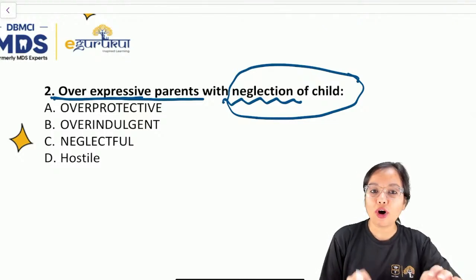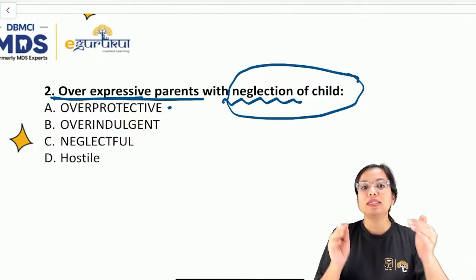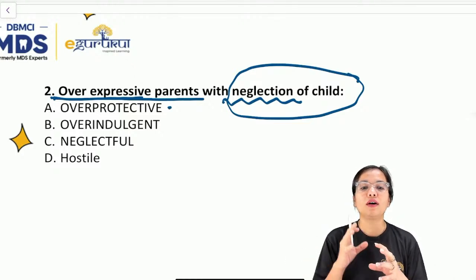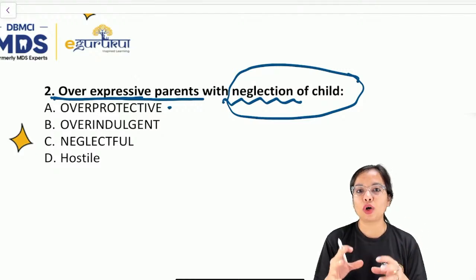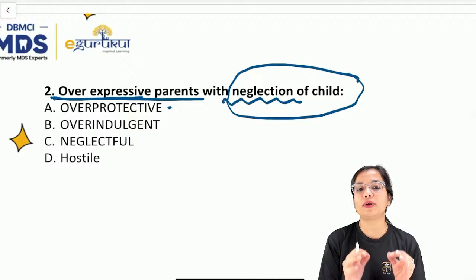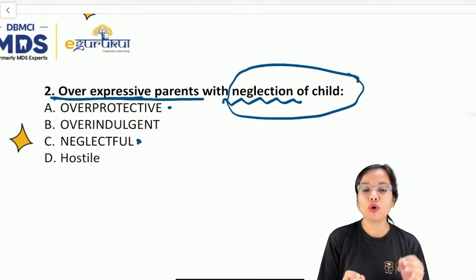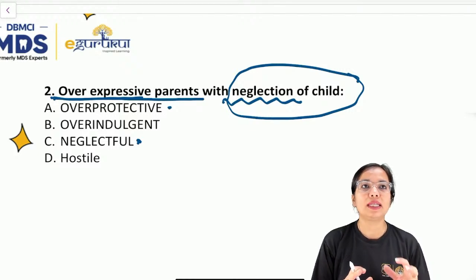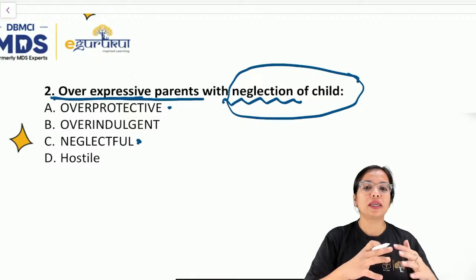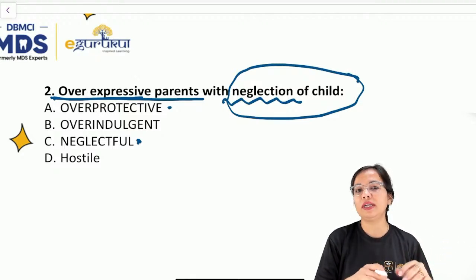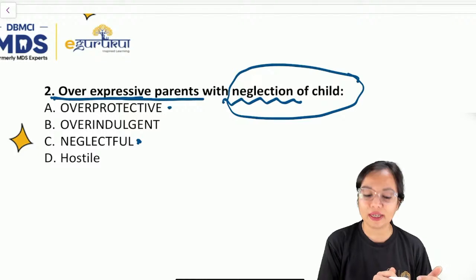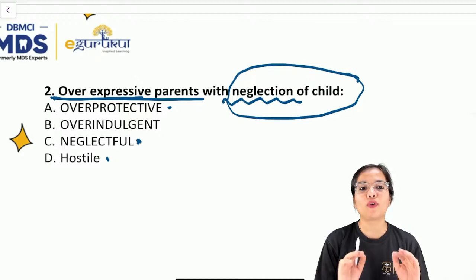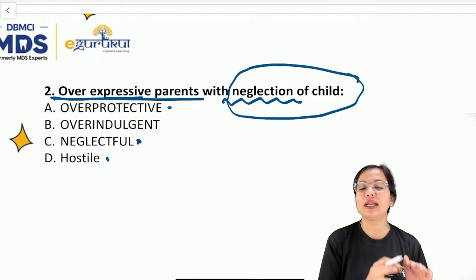When you look at the options, overprotective means somebody who is protecting the child, somebody who is governing what a child does and does not do, who is deciding for the child. That's an overprotective parent. Neglectful is somebody who does not care what the child is doing, or does not interfere or take interest in the child's activities. And hostile is somebody who is not bothered about what the child is doing or what is being done in the child as a treatment.